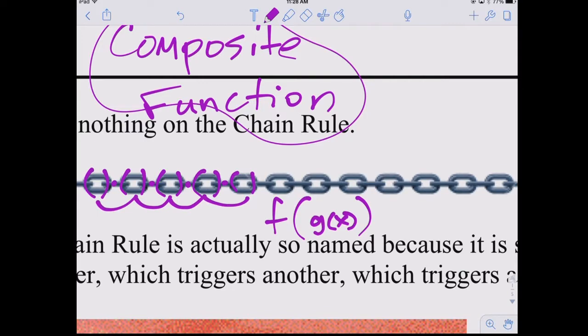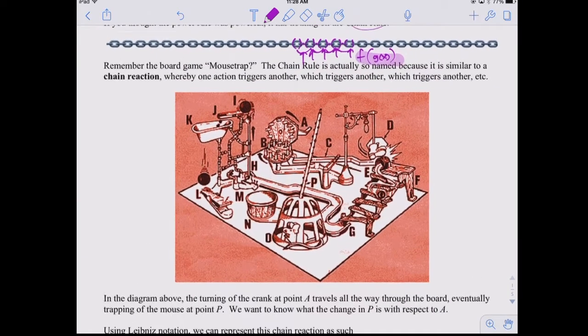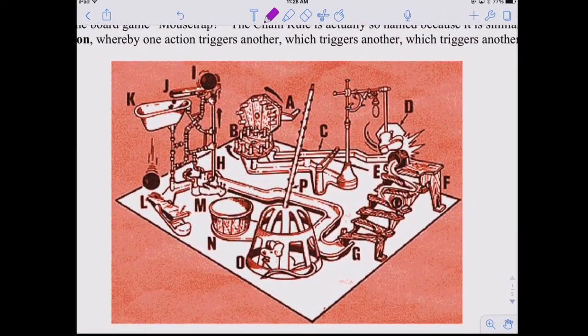That's kind of the idea with the chain rule. As we unpack these composite functions, every single link in the chain is going to be one of those nested dolls, but a smaller and smaller piece every time. If you've ever played this game, you recognize this game? This is Mousetrap. It's good to explain the chain rule because it's called the chain rule for chain reactions, also links of chains.